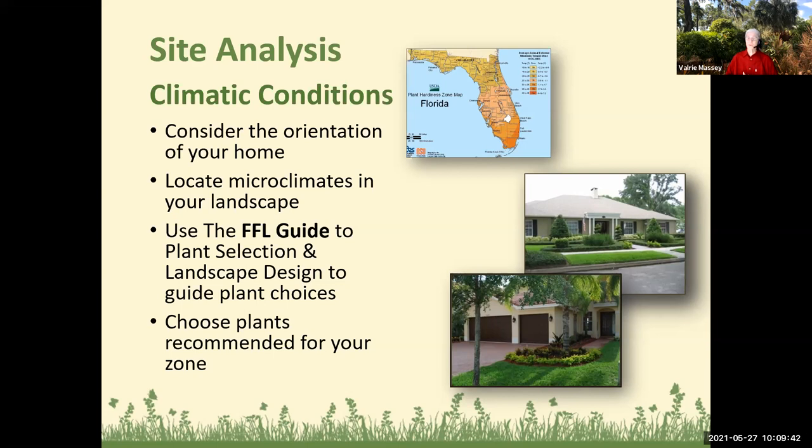Out on the coast, closer to west northwest Bradenton and west Bradenton, and out in the beaches, you're more like 10A. It's warmer, so more tropical plants can manage out there because it doesn't get nearly as cold. Think about what your zone is for making plant choices. You want to consider the orientation of your house, where you're getting your sun and your shade, and choose plants that are recommended for your zone.